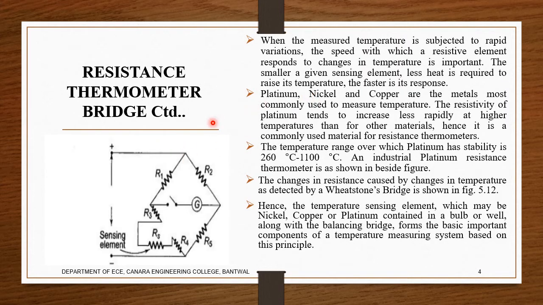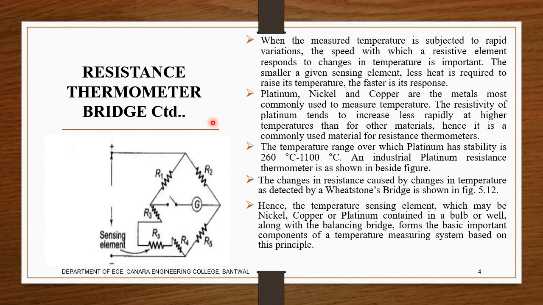Whenever the measured temperature is subjected to rapid variation, the speed with which the resistive element responds to changes in temperature is also important. So that's why we need very sensitive materials. The smaller a given sensing element, the less heat is required to raise its temperature, so we can have a faster response.